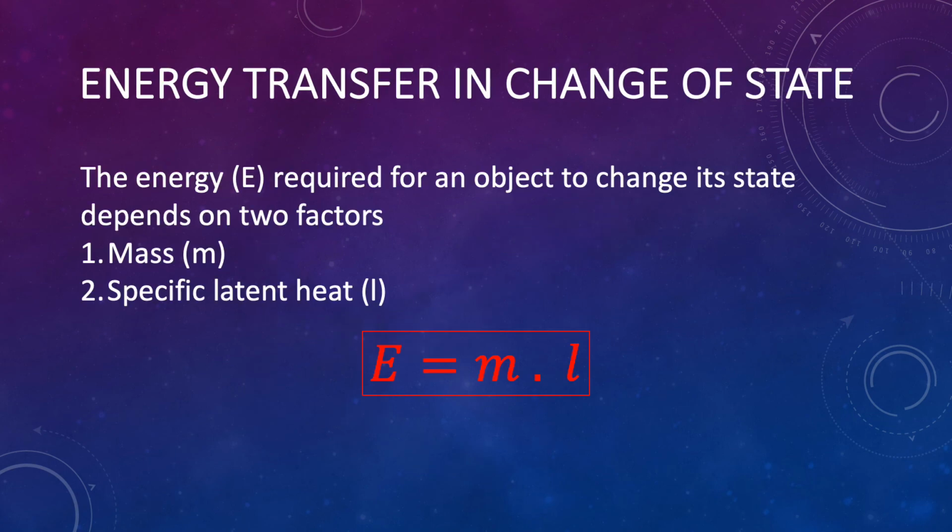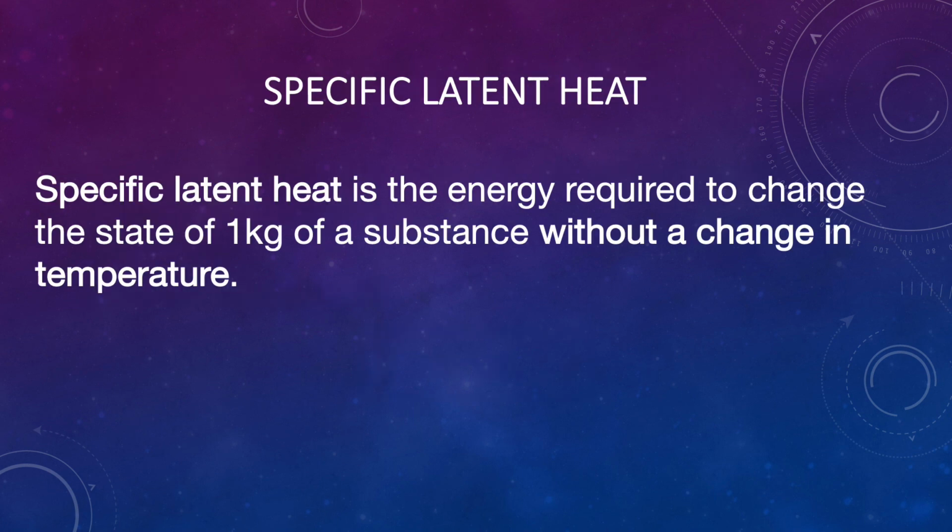The energy required or released during change of state is dependent on two factors: the mass and the specific latent heat constant. The energy can be calculated by multiplying the mass with the specific latent heat. Specific latent heat is a constant for a particular material and a particular state. Specific latent heat is the energy required to change the state of 1 kilogram of a substance without a change in the temperature.